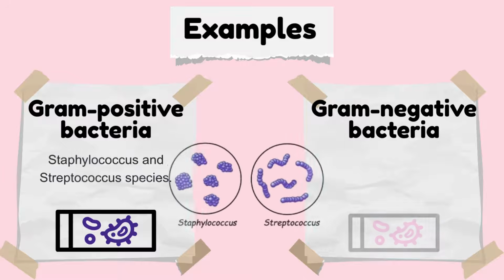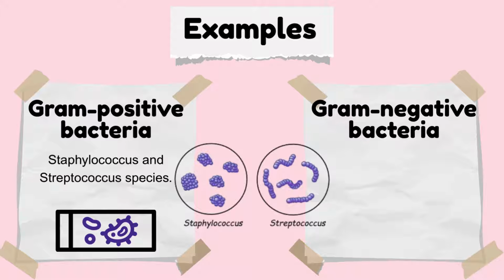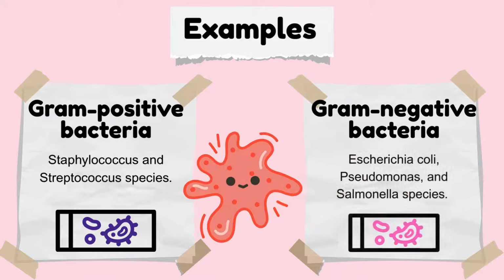Examples. Some species of gram-positive bacteria are Staphylococcus and Streptococcus species. Some species of gram-negative bacteria are Escherichia coli, Pseudomonas, and Salmonella species.